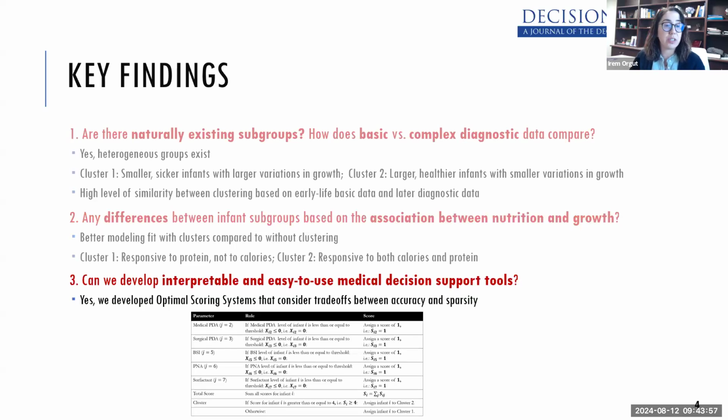For the last question, we were able to develop optimal scoring systems, such as the one shown here, that clinicians can use to quickly determine the cluster of a given infant. Clinicians can use these policies during their rounds, as they do not require any equipment or software and can be implemented by simply checking a few conditions and adding a few numbers. This would help clinicians categorize infants as higher or lower risk of being in a healthy or sicker risk group and target nutrition regimens accordingly.